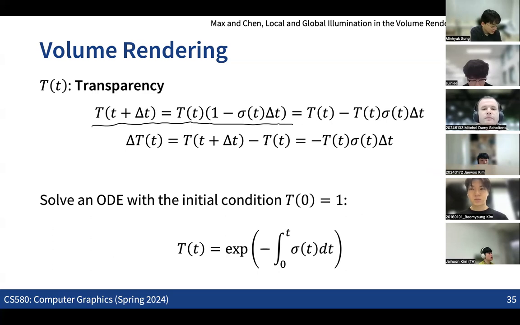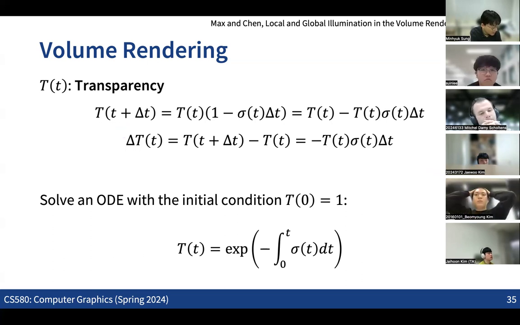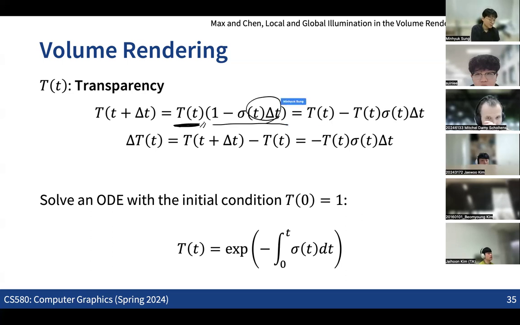So you don't need to see how exactly we solve the ODE, but the key thing is how exactly the transparency is defined. By definition, the transparency at the point t plus delta t should be the transparency at time t multiplied by one minus this term, which shows how likely the ray will hit something in this section.